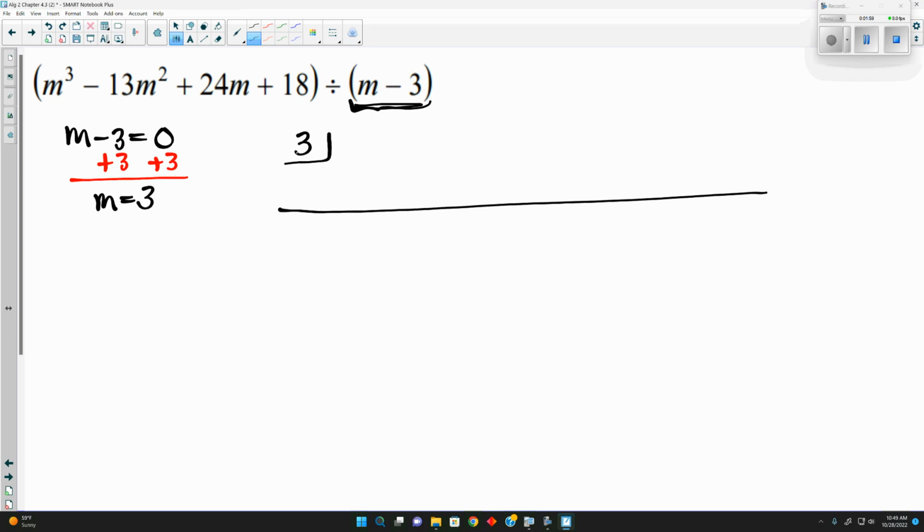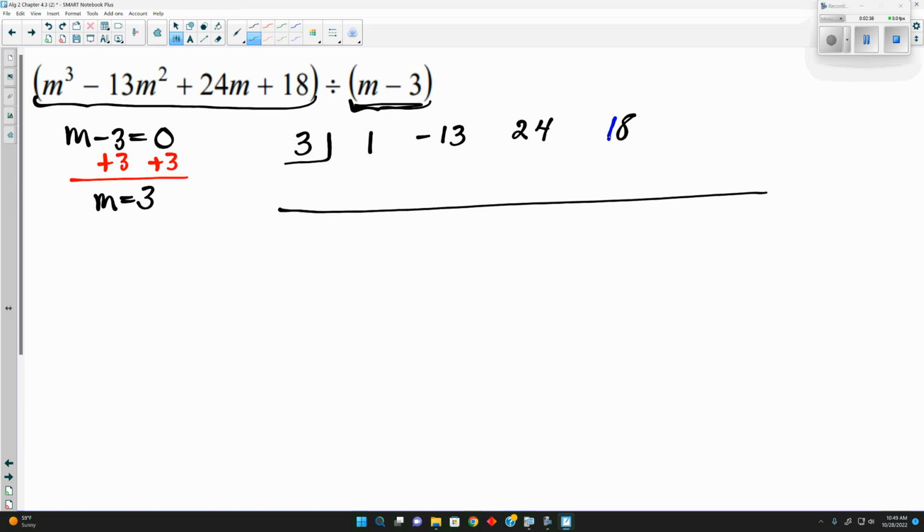Now the next thing we do is across the top, we're going to take all the coefficients from the variables here. All the numbers in front of the variables, and if there's a variable missing, we put it in as a 0. So m to the third, what's the number in front of m to the third? 1. The number in front of m squared? Negative 13. The number in front of m, and our last number is 18. So we've set this up. Questions on this so far?